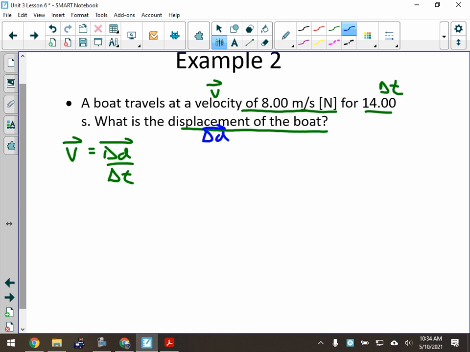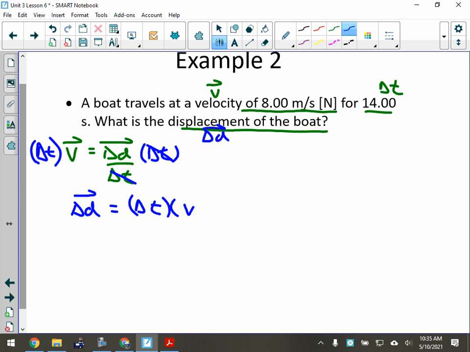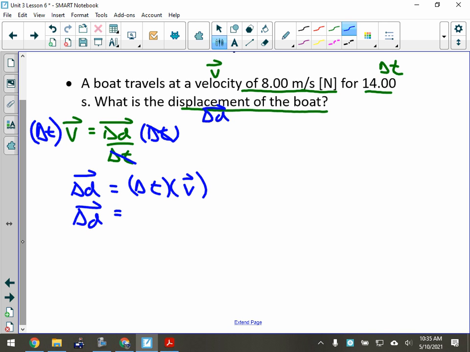Displacement. Well, I'm going to take this and times it by T, and I'm going to take this side and times it by T, and that's going to get rid of that. And it looks like we have displacement by itself. So delta D is the time times the velocity. That's how I find the displacement. And don't forget the little arrow above, because if you don't put the little arrow above it, then technically you're talking about distance. So it means something different.